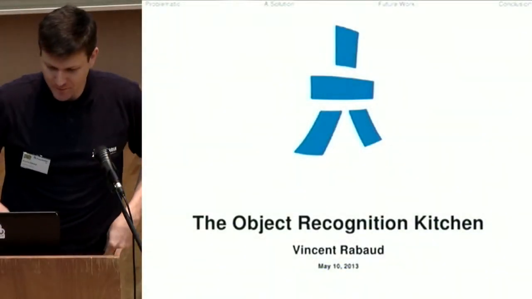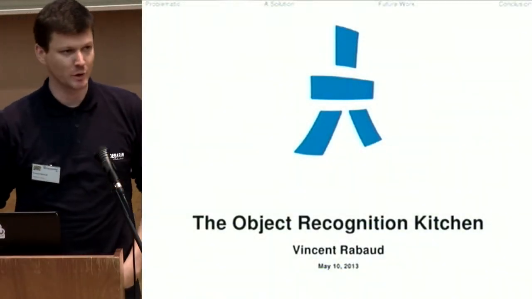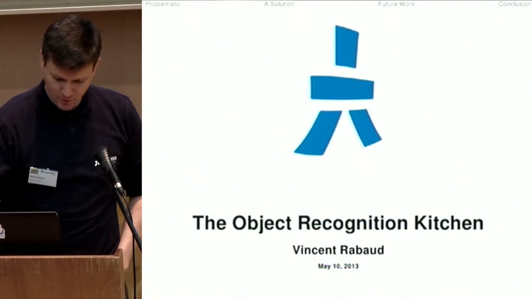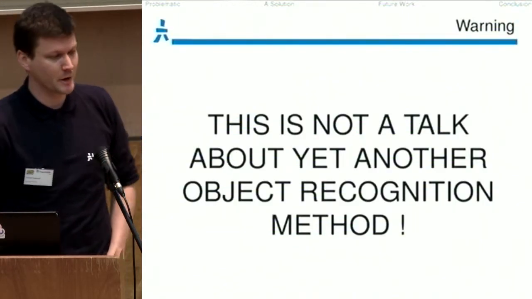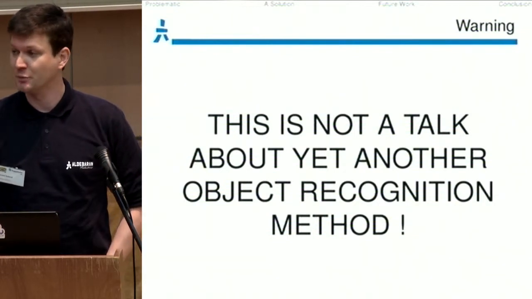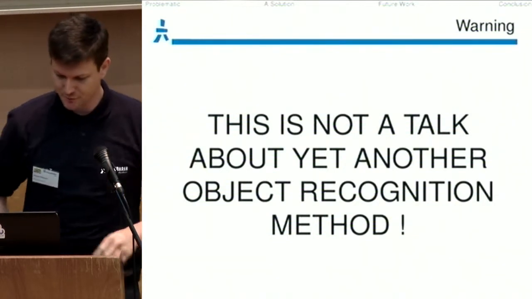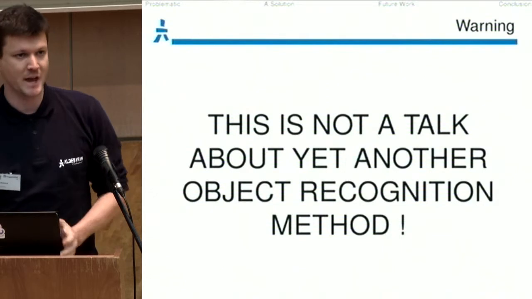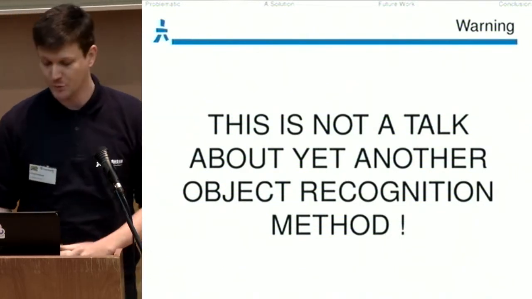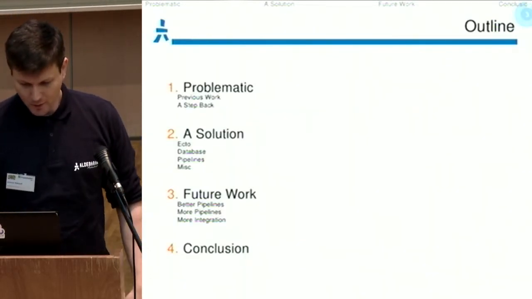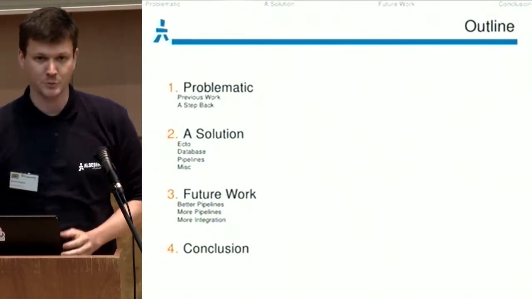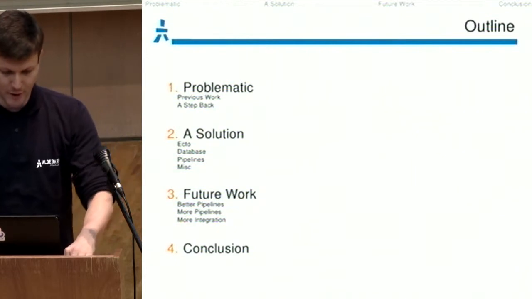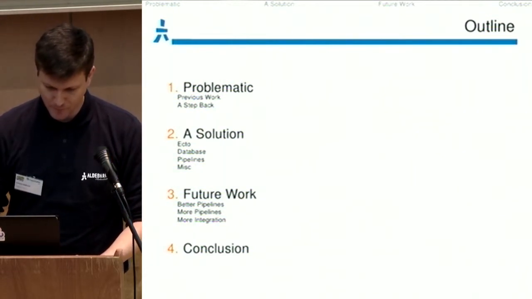Okay, so this is work that was mostly done at Willow Garage. First of all, this is not a talk about yet another method for object recognition. There are much better, smarter people, better libraries, better papers, more suited conferences for that. This is how we think we could make it more usable. Of course, we'll go through a problematic and then the solution we propose to actually make object recognition usable for robotics and for the ROS community.